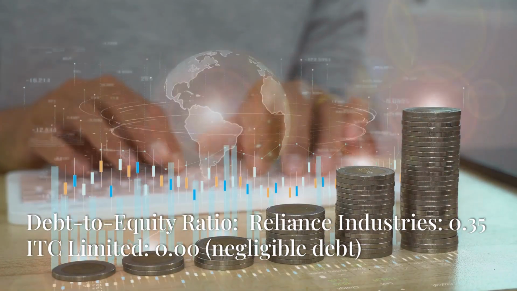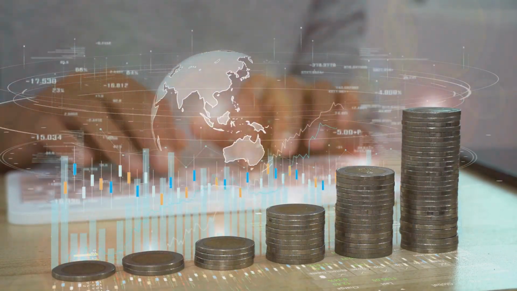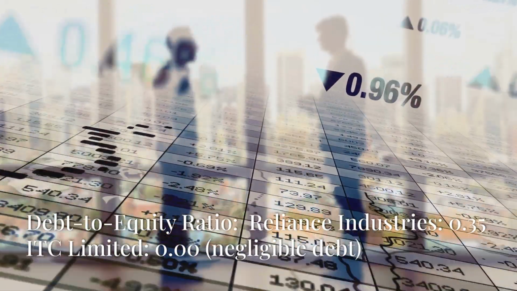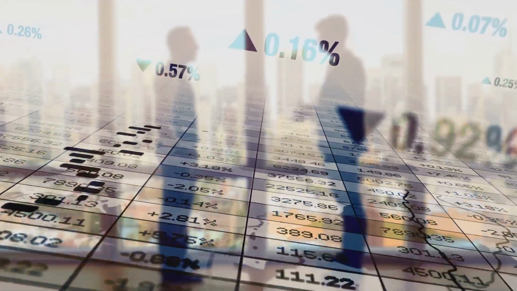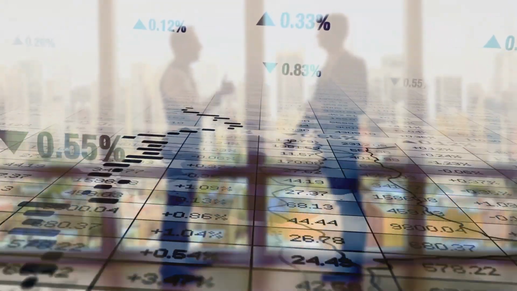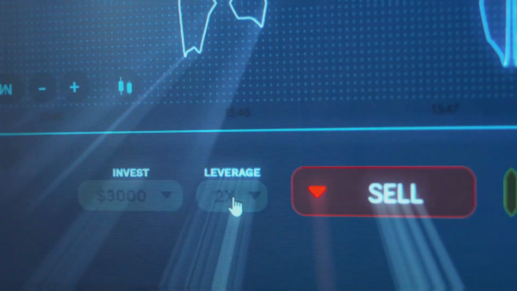The debt-to-equity ratio measures a company's reliance on borrowed money. A lower ratio indicates that the company uses less debt for financing, which is generally safer for investors. For example, if ITC has a debt-to-equity ratio of 0 as on 31st March 2024 compared to Reliance's 0.35, ITC might be a safer choice if you're cautious about debt exposure.